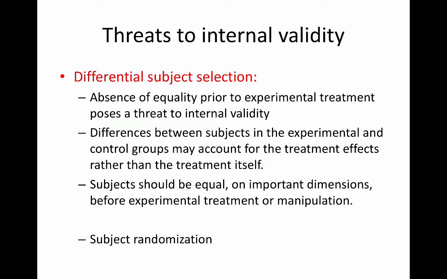Differential subject selection. The absence of equality prior to experimental treatment poses a threat. So differences between the subjects in the experimental and the control group may account for treatment effects rather than the treatment itself. You again need to make sure that your control group and your experimental group are equal on variables, that there's subject randomization, so that your treatment is having an effect or not having an effect, and it's not a function of the subjects themselves.